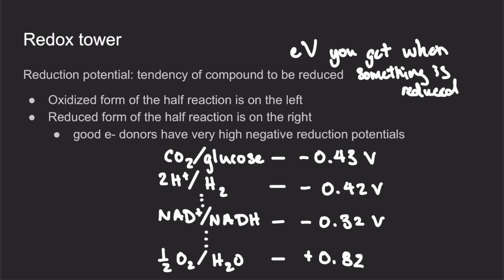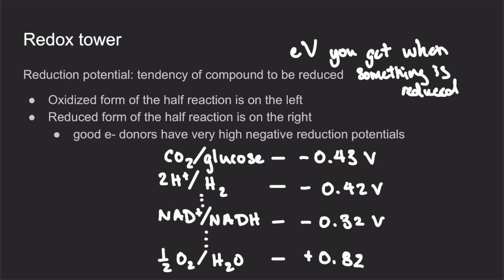So, the oxidized form is on the left. The reduced form of the reaction is on the right. See how there is a slash there? CO2 is the oxidized form. Glucose is the reduced form. We can also know that, right?